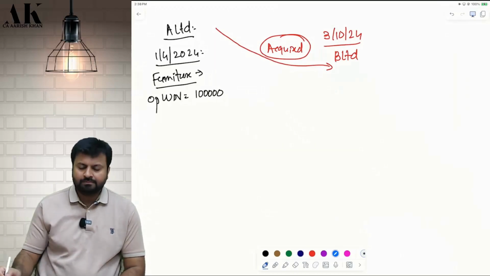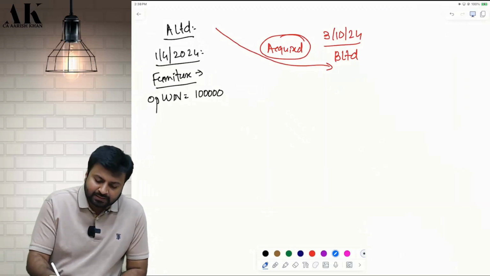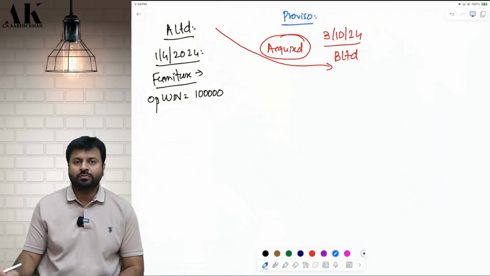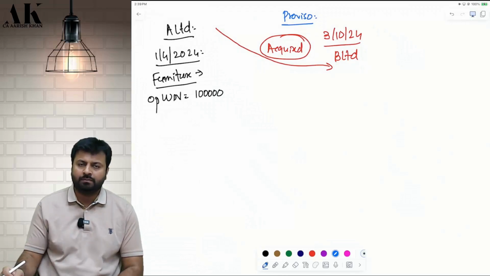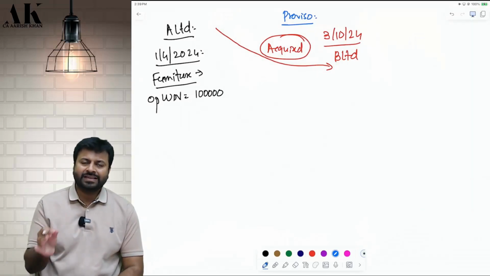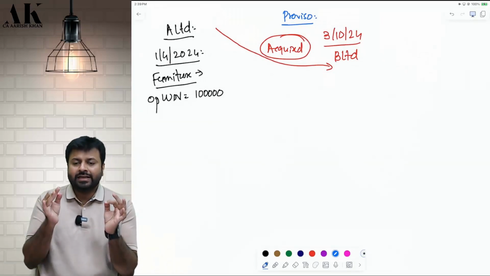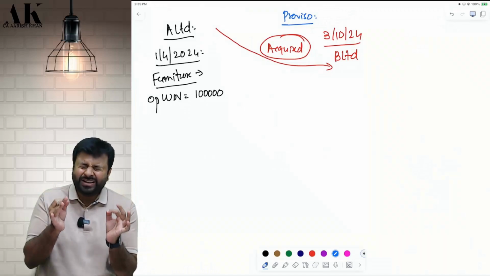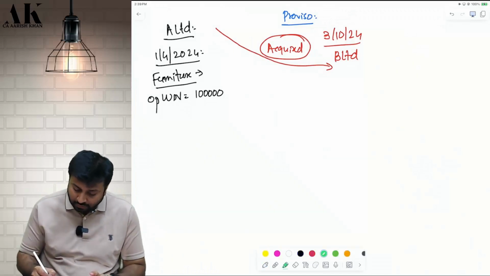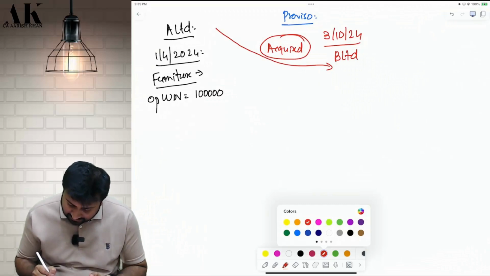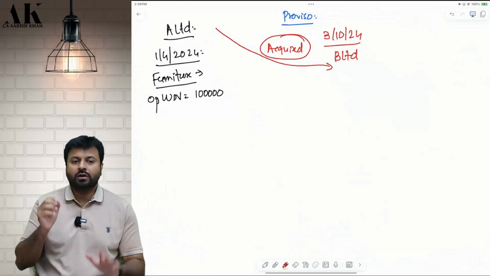So what has to be done? For that purpose, the government has created a proviso. Proviso means an exception is created by the law. And the exception says that in case of amalgamation, demerger, succession, compute depreciation as if no amalgamation, no demerger, no succession has taken place. So you have to compute as if nothing has taken place.